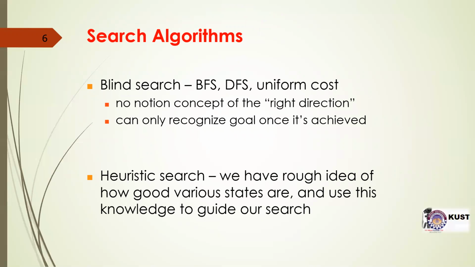We have already discussed the blind search or the uninformed search algorithms that include breadth first search, depth first search and uniform cost search algorithms. Now we will consider the informed search algorithms that use heuristic search. In heuristic search, we have a rough idea of how good various states are and use this knowledge to guide our search.